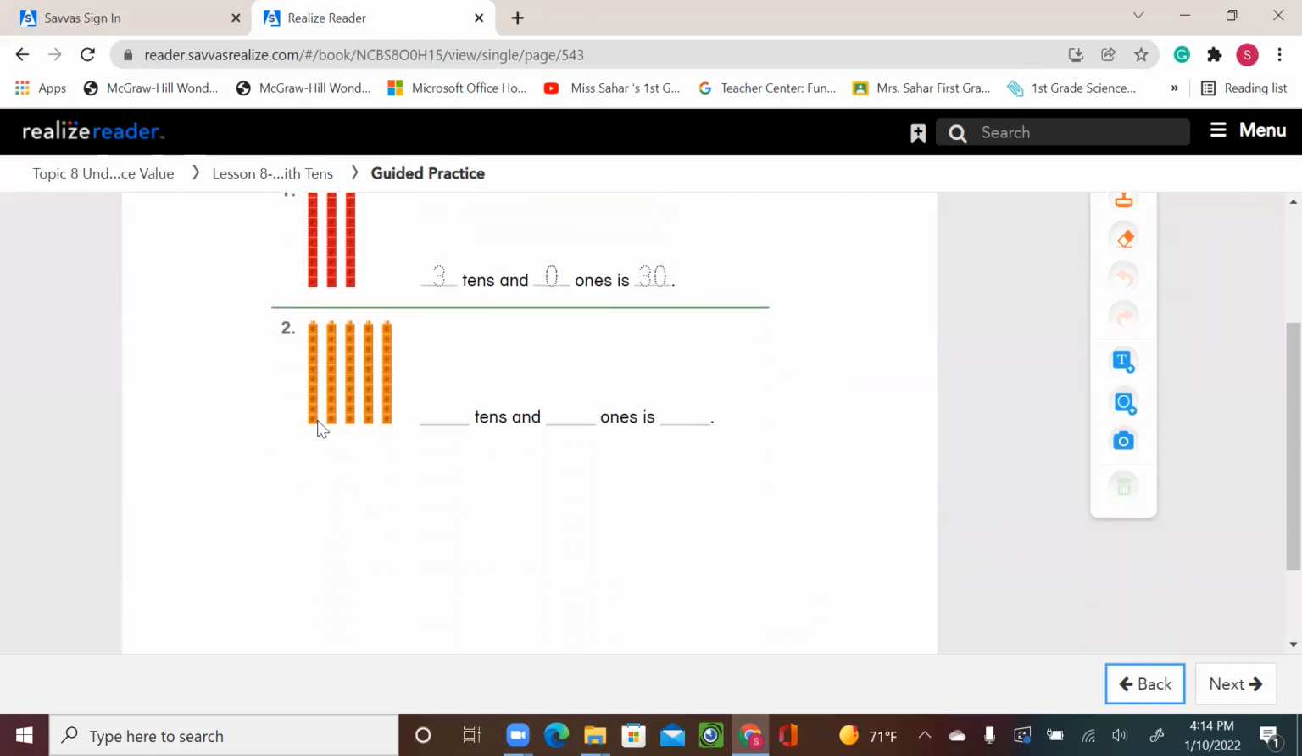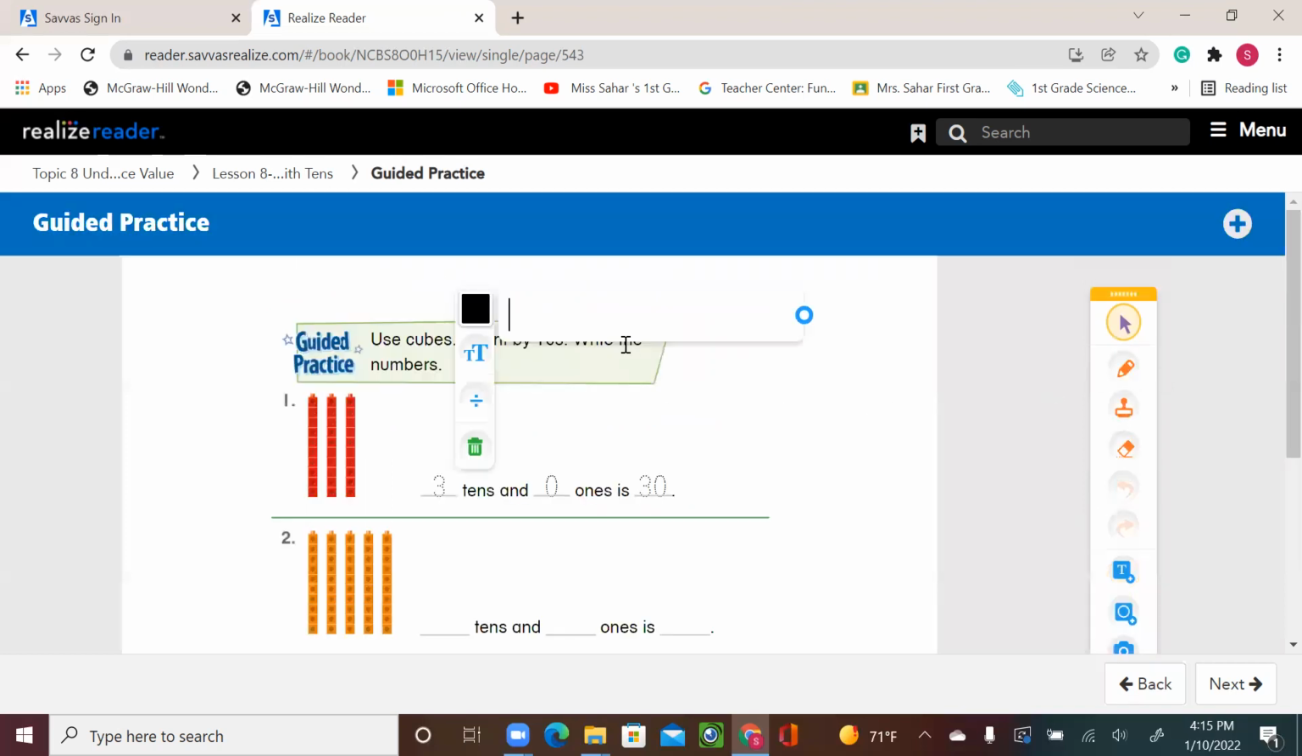Let's see number 2. Let's count how many groups of 10 we have. I have 1 group, 2 groups of 10, 3 groups of 10, 4 groups of 10, 5 groups of 10. So I have 5 groups. As you see, 1, 2, 3, 4, 5. So I'm going to write 5.